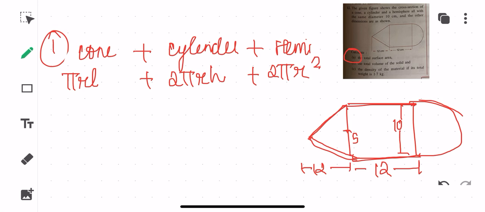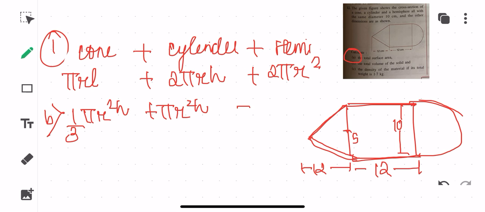So the total surface area sum is sorted. Now you will move to the second sub question, that is the total volume of the solid. For total volume of the solid, what will be your formula? For cone your volume is 1 by 3 pi R square H. So this is my sub question B. For cylinder it is equal to pi R square H, because R is the same in all of them, and for hemisphere it is equal to 2 by 3 pi R cube. So this is also an easy one. This also you can take as homework.